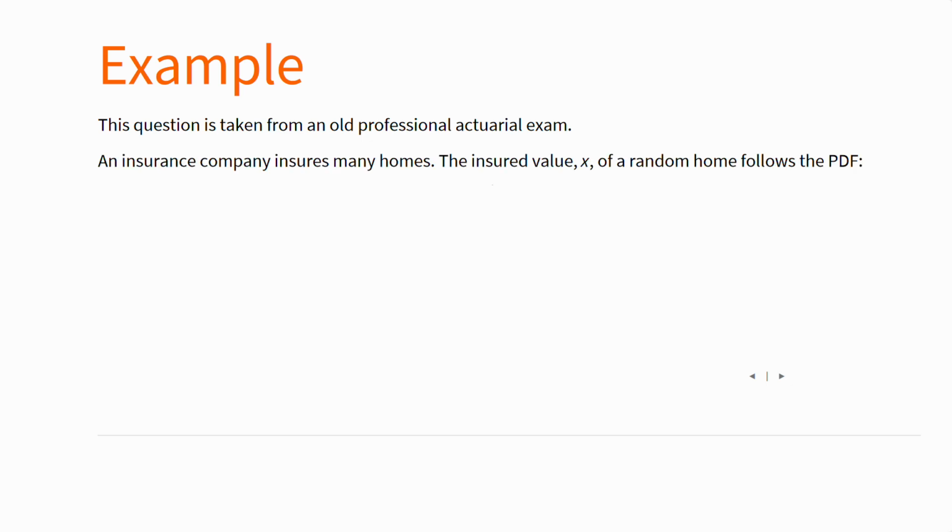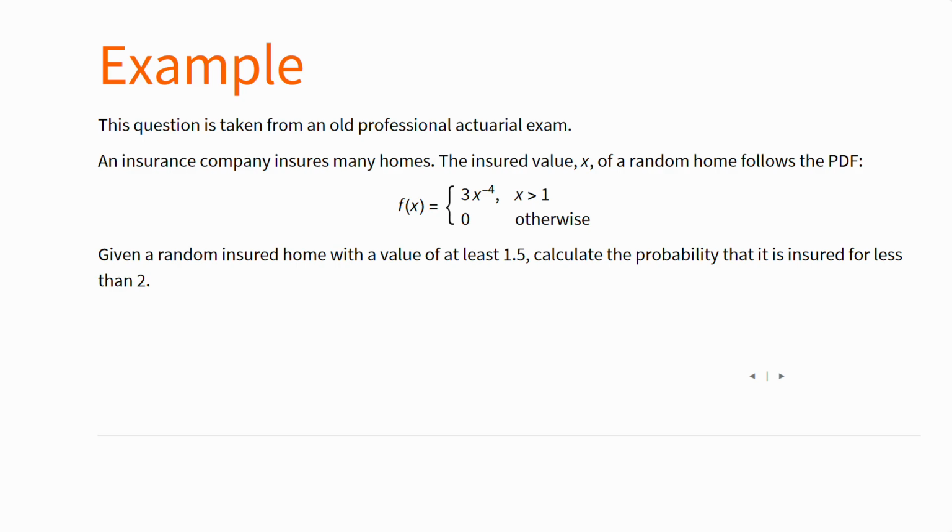Okay, let's do a real example, taken from an old Exam P, the professional actuarial exam for probability. An insurance company insures many homes. The insured value of a home is a random variable following the PDF 3x^-4 when x is greater than 1. Assuming the value is at least 1.5, what's the probability a home is insured for less than 2?